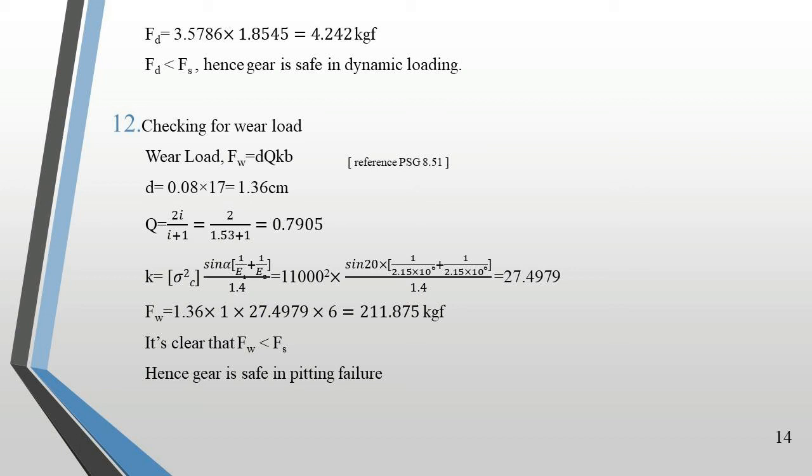Now k is equal to sigma square c sin alpha upon 1.4, into (1 upon E1 plus 1 upon E2), equal to 11,100 square into sin 20 into (1 upon 2.15 into 10 raised to 6 plus 1 upon 2.15 into 10 raised to 6) upon 1.54, and that whole equals 27.497. Now Fw is equal to 1.36 into 1 into 27.4979 into 6, that is equal to 211.875 kgf, and it is clear that Fw is less than Fs, so the gear is safe in pitting failure.